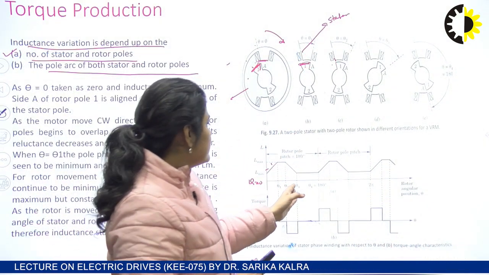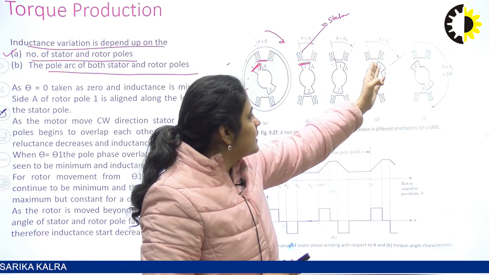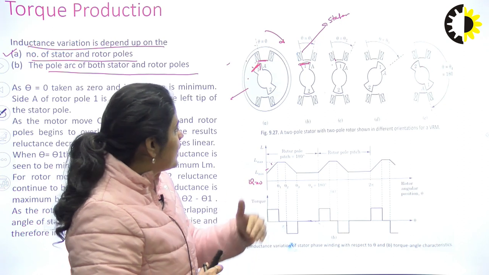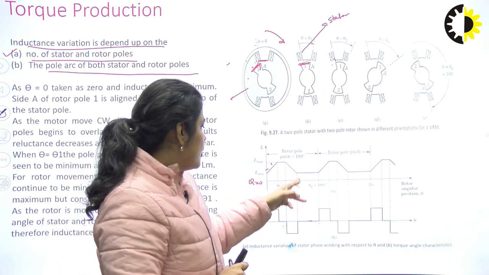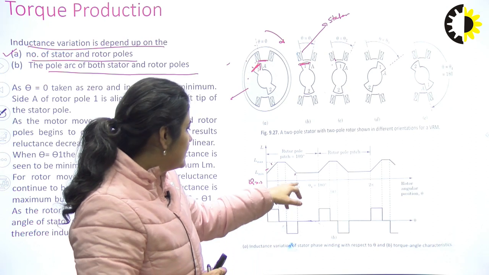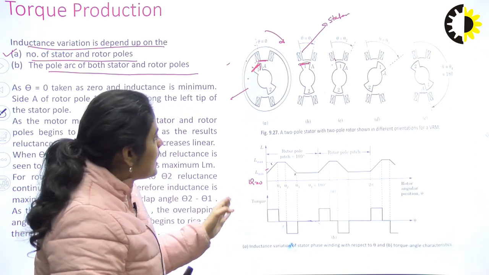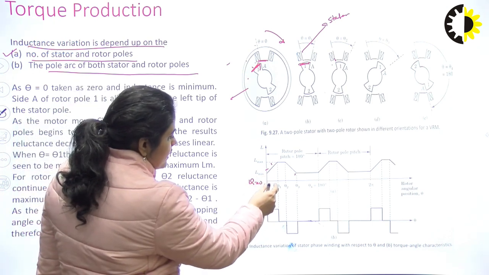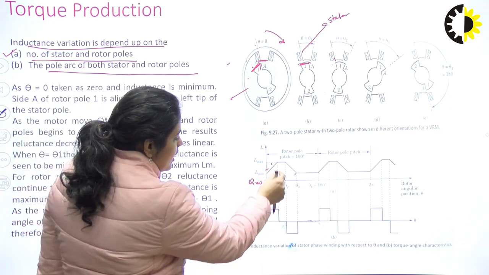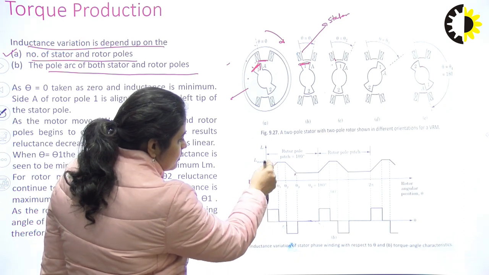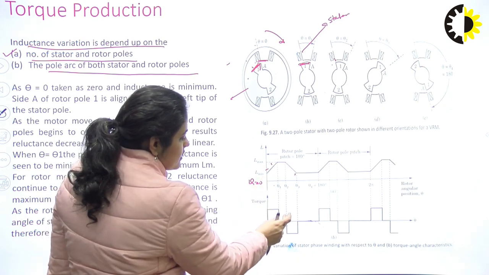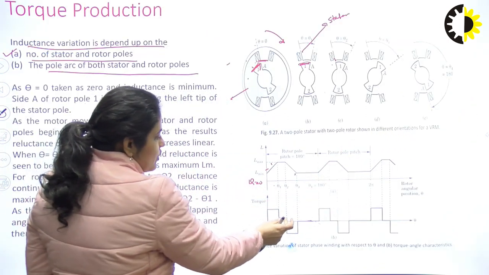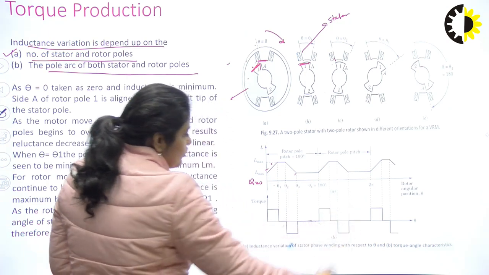In a similar way, at theta 3, when it comes out from the stator pole, the reluctance will vary again, and it will be off at the theta 3 position. So this is how the torque is generated. During 0 to theta 1, the inductance varies, so you get torque. During theta 1 to theta 2, the inductance is constant, so you get zero torque, because according to this expression you get zero torque. In this way, you get positive and negative torque.